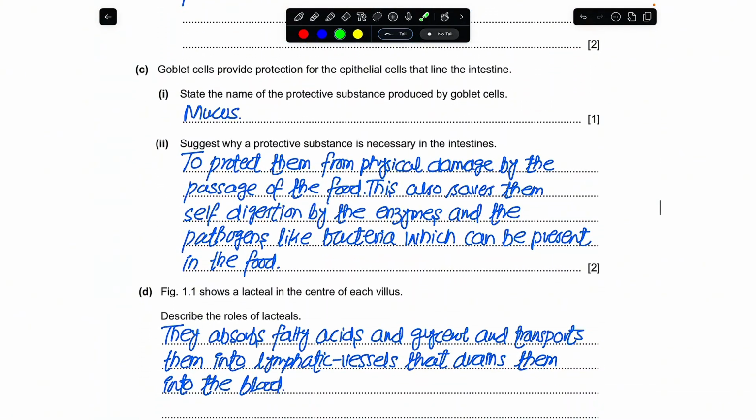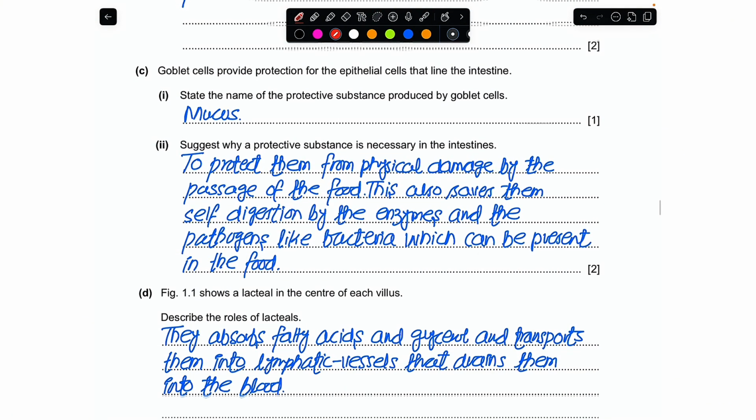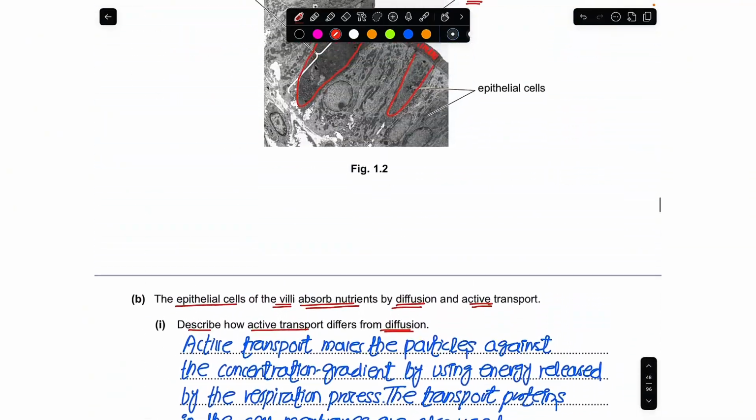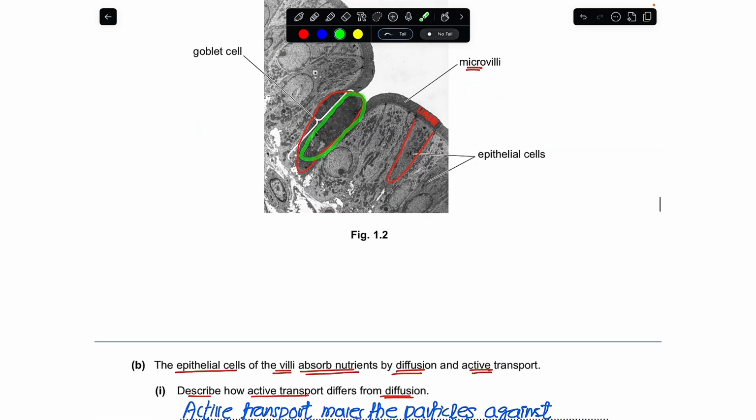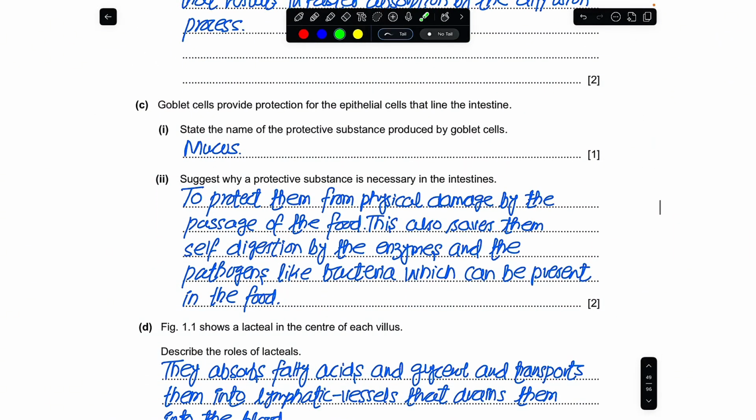Moving onward to the C part, and they have shown us the diagram of the goblet cell here. You've seen there was a goblet cell present here, and now the question comes that the goblet cells provide protection for the epithelial cells that line the small intestines. For 1 mark, they want you to state the name of the protective substance which is produced by the goblet cell, and we know that the sticky or protective substance is the mucus.